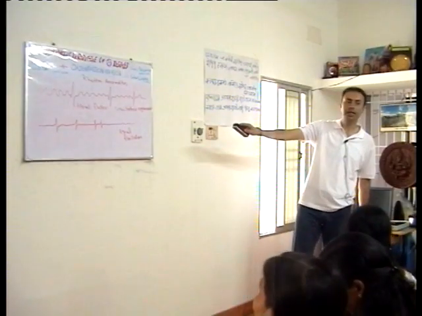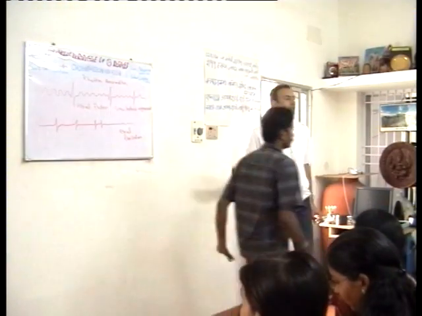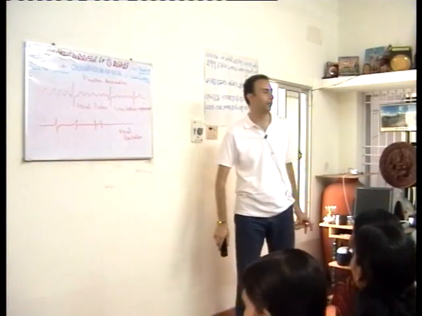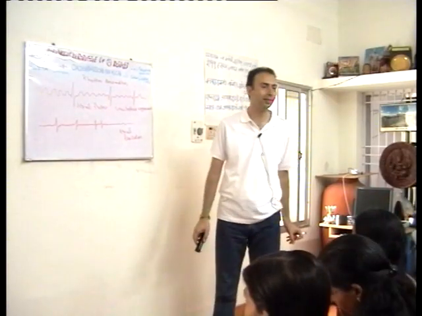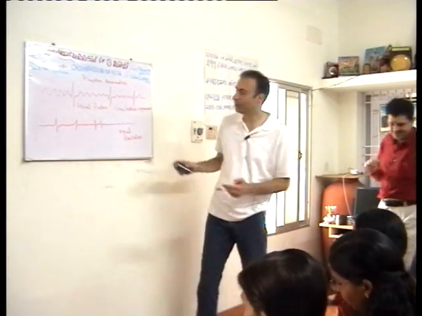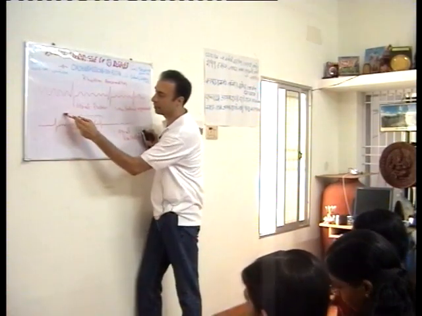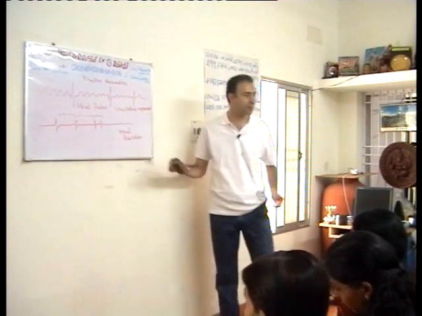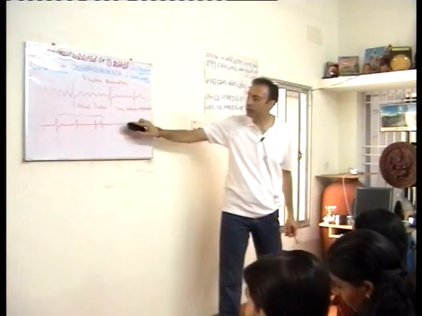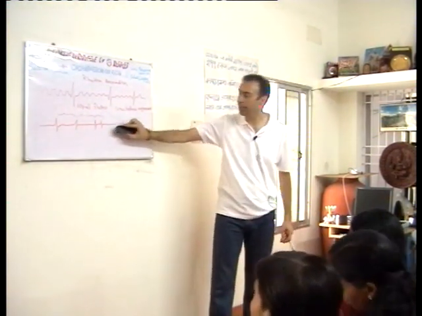So take a look at this rhythm. Is it regular? No. It's very irregular. This is one rhythm. This is one rhythm. Very normal. Irregularity is there, both in ventricular beats and in atrial beats.